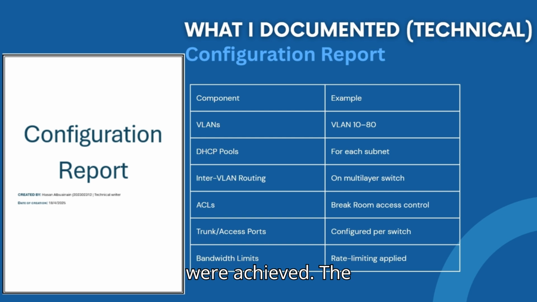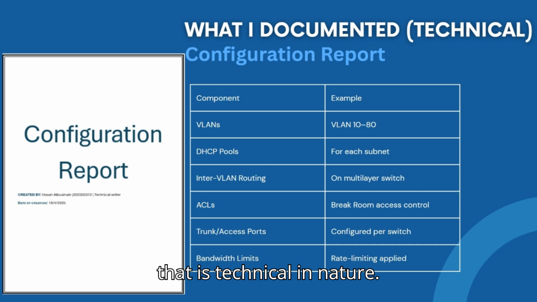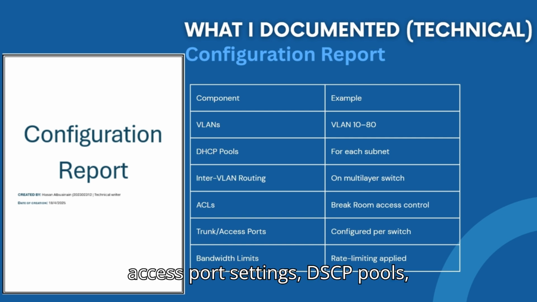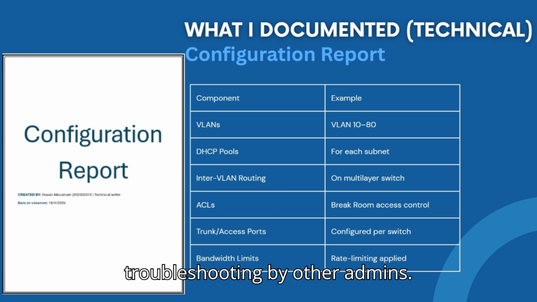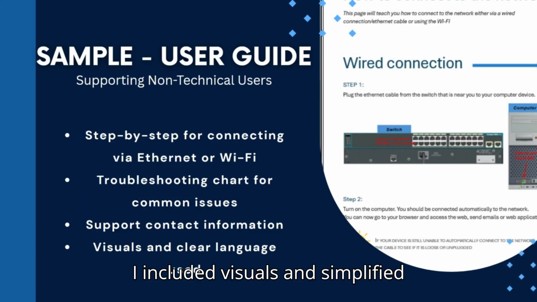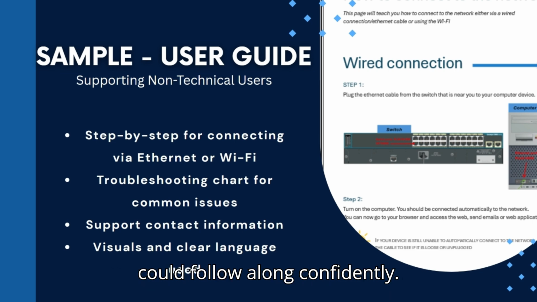The configuration report was a document that is technical in nature. It listed all of our configurations, VLANs, IPs, trunk and access port settings, DHCP pools, ACL rules, and rate limiting. It's designed for future maintenance and troubleshooting by other admins. I included visuals and simplified instructions, ensuring that even users unfamiliar with networking could follow along confidently.